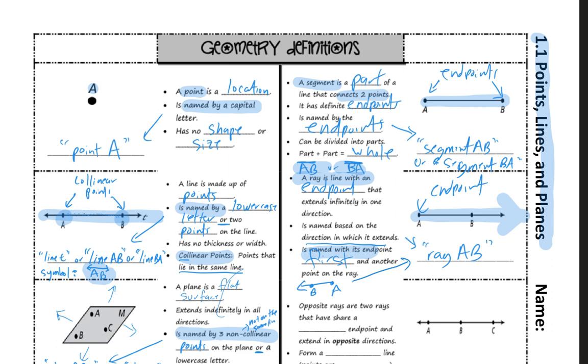Okay, now in the symbol, we would say AB and then we point it to the right. So that is our symbol that we would use. Okay, so here's what we need to remember: it always points to the right when naming it.